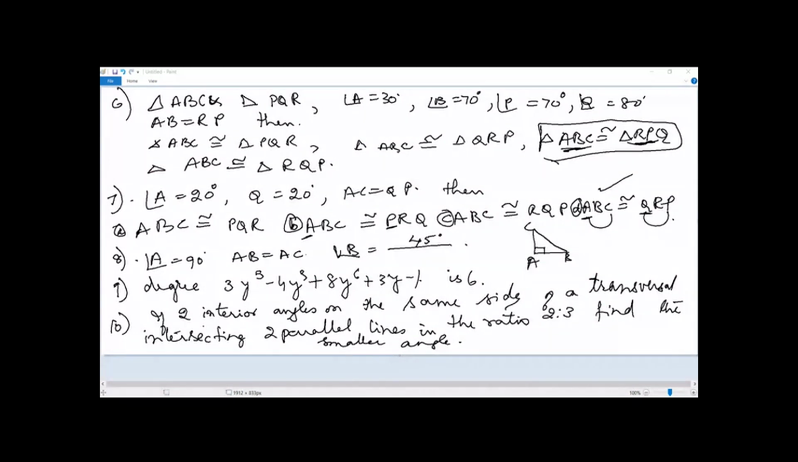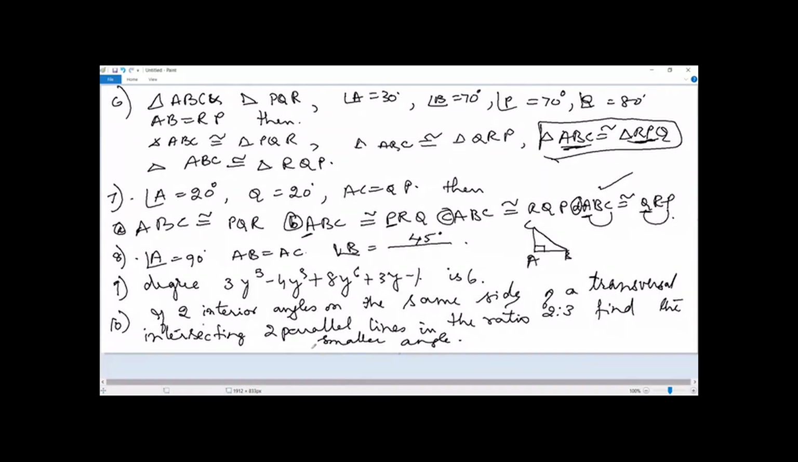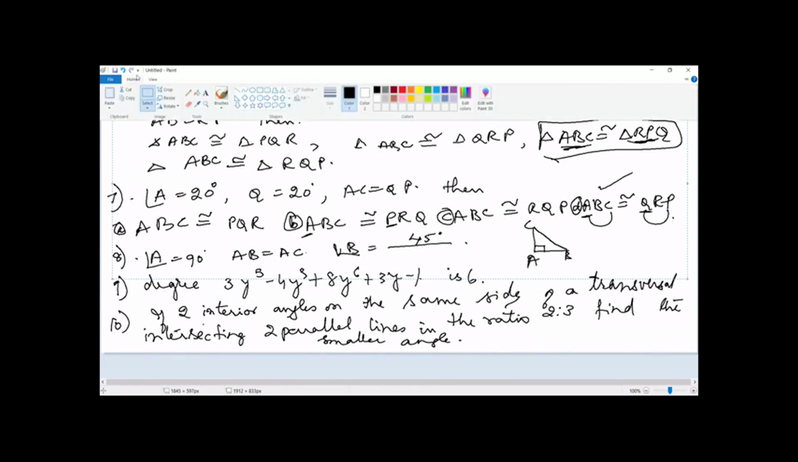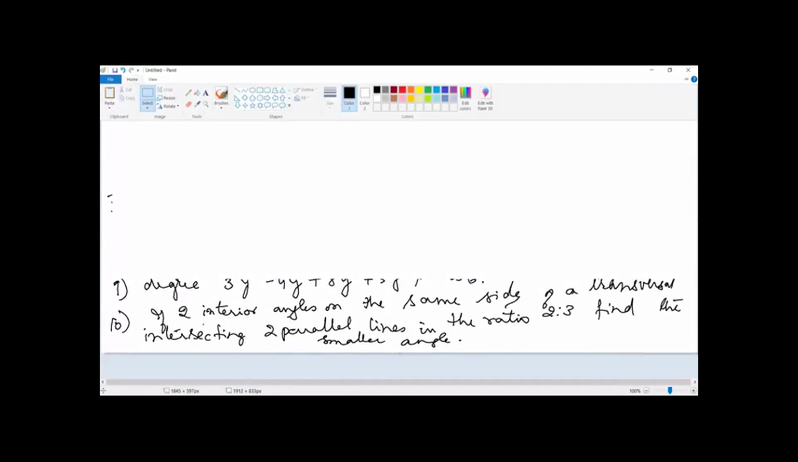Now, Pavitra finished, Pooja finished. Pratiksha, have you finished? Yes, ma'am. Now Pratiksha has to answer. What is the smaller angle? What is the value of the smaller angle? Ma'am, 72. 72 you got. Yes, ma'am.